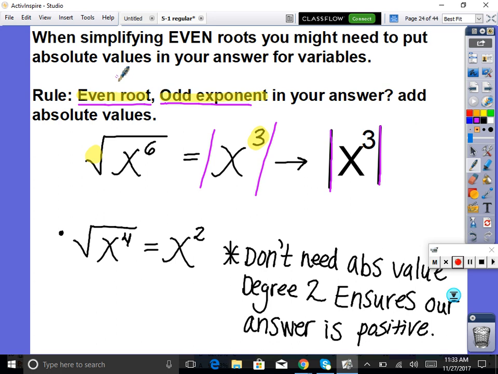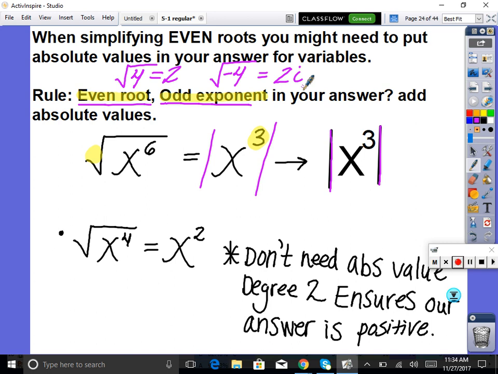Think about it. If we're simplifying the square root of 4, we get 2, correct? Now if we simplify the square root of negative 4, don't we get 2i? True? So is there any instance when simplifying a square root where I could get a negative answer? No, it's either positive or i, correct? So think about it. Your answer when dealing with an even root will never be negative.